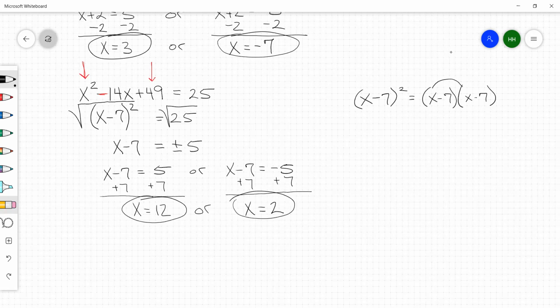So if you did the distributive property here, you would have x times x is x squared. X times negative 7 is negative 7x. And then if you distribute this negative 7 times x, it's another negative 7x. And negative 7 times negative 7 is positive 49. And now when you combine your like terms in the middle, you get x squared minus 14x plus 49. So these two are equal to each other.